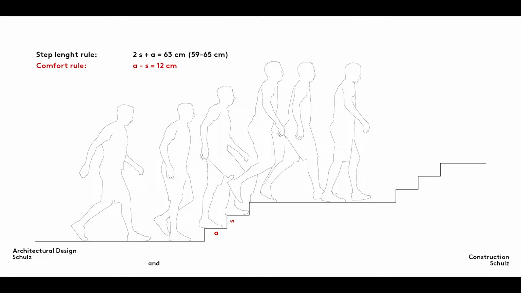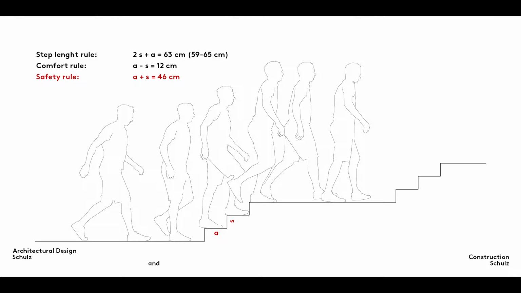The comfort rule measures how comfortably a set of stairs can be climbed. Gentle stairs are not easy to climb. The going less the rise should be 12 centimeters. In our case, however, this would give us a going of 43 minus 10, which equals 33 centimeters. This value is a far cry from our target of 12 centimeters, and our stairs would be anything but comfortable to climb.